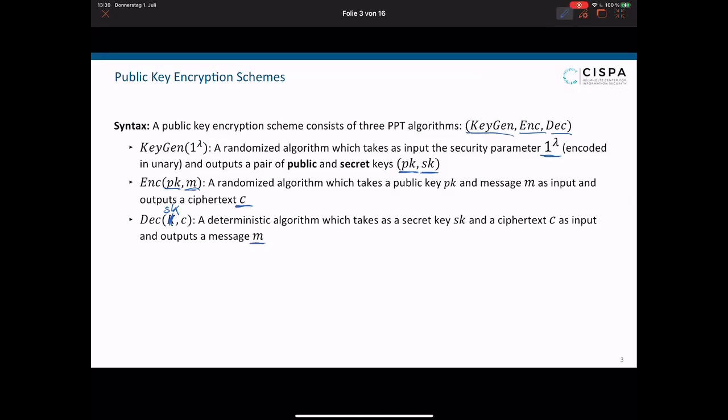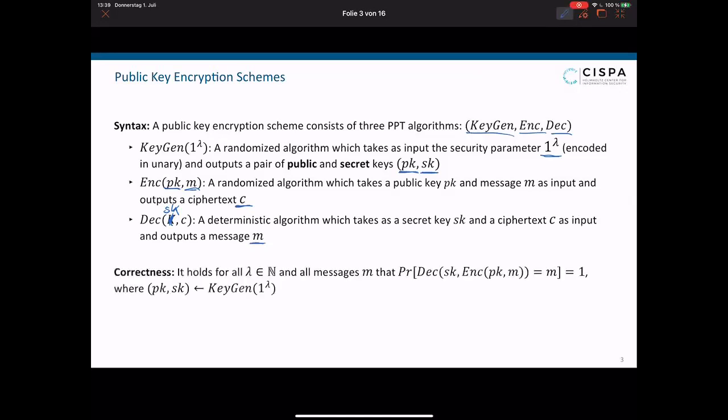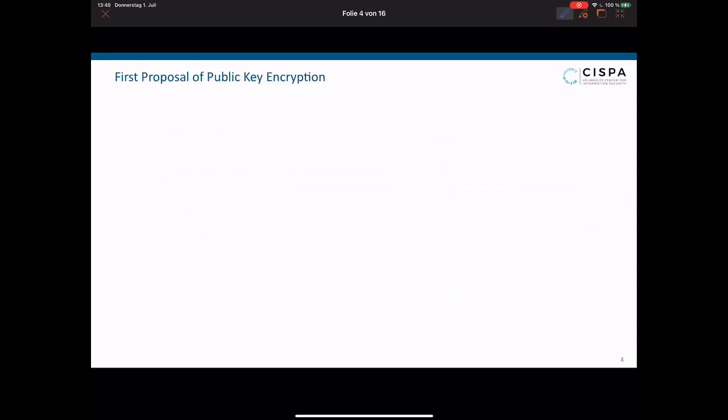And the first thing we of course require is that we have correctness, right? That's always the most basic thing. Without correctness, we don't have functionality. There's no point in looking at this. So we require that it holds for all security parameters lambda and all messages M, that if we first encrypt M with the public key PK and then decrypt it using the secret key SK, we get back the same message M, where PK and SK were generated by the Keygen algorithm. That's, of course, the most basic thing we're asking for.